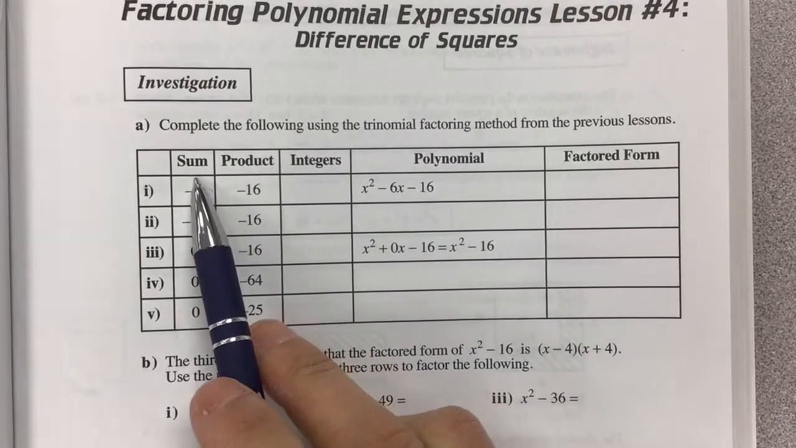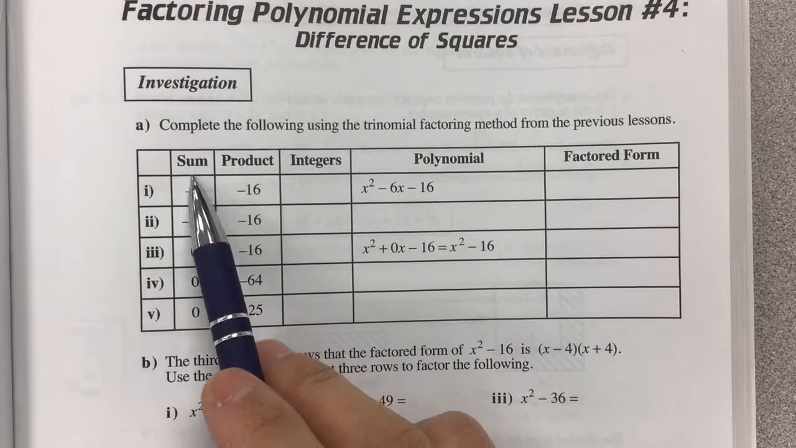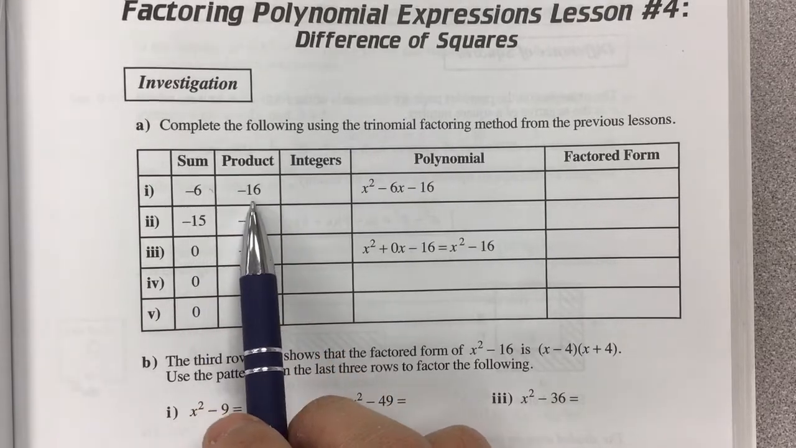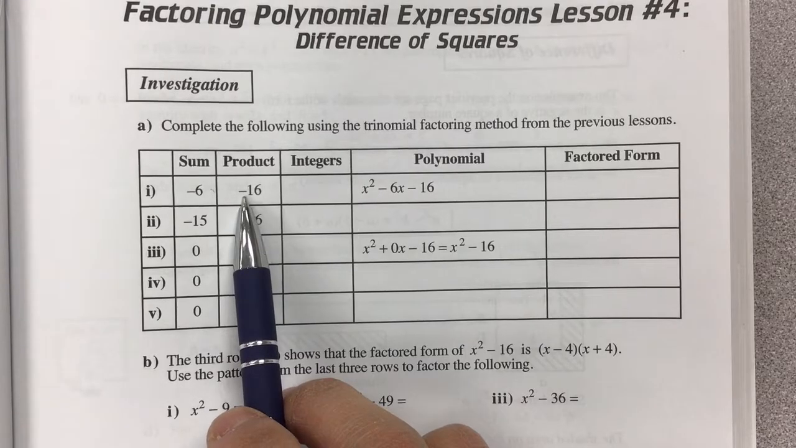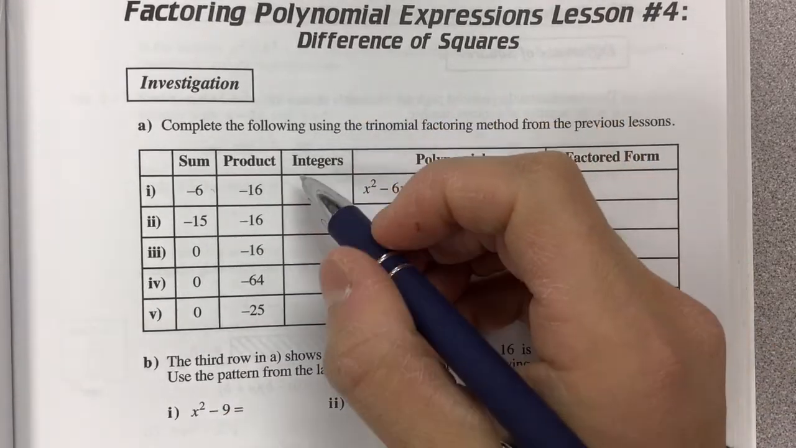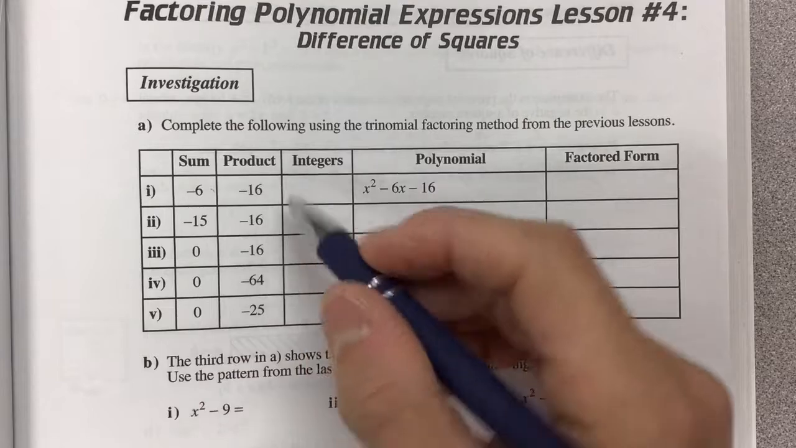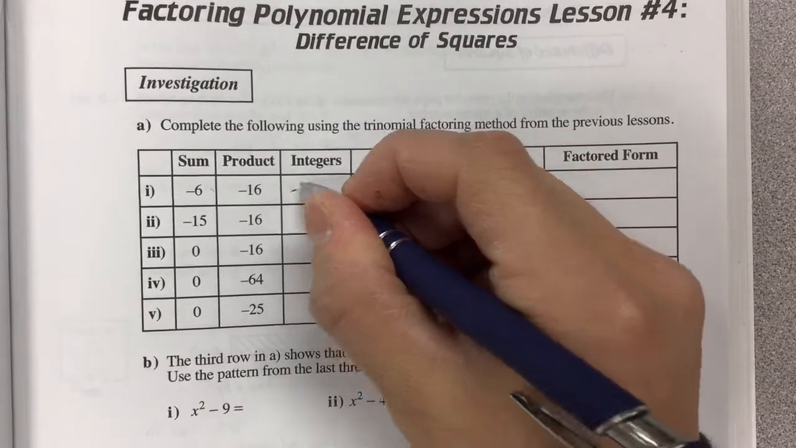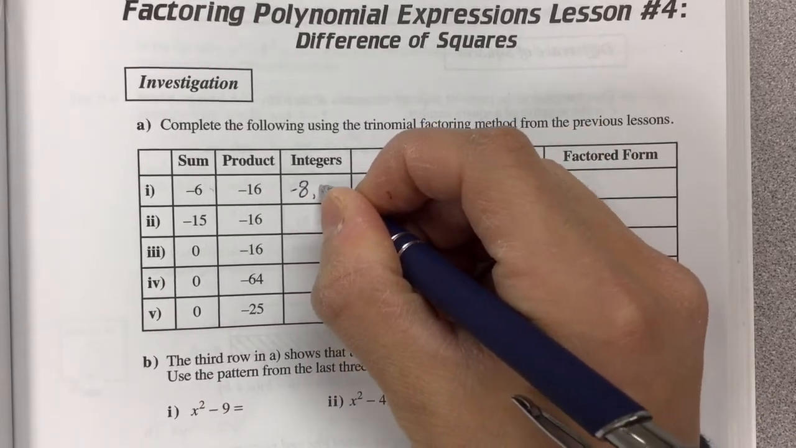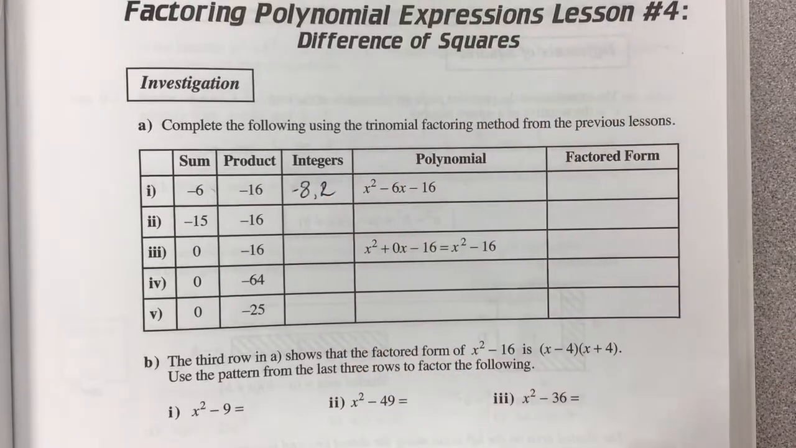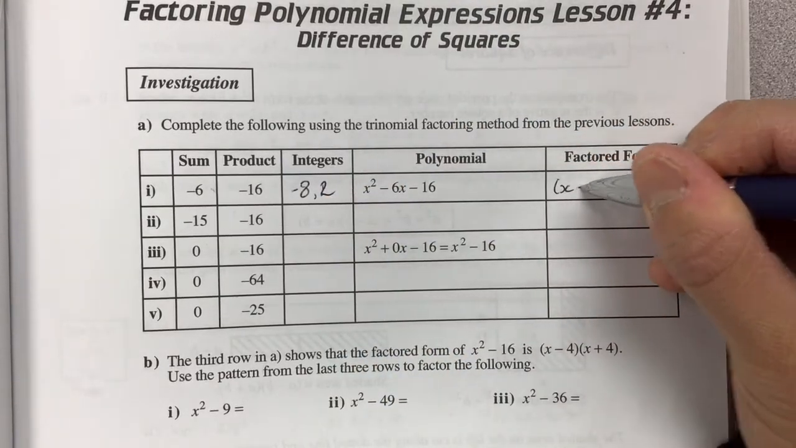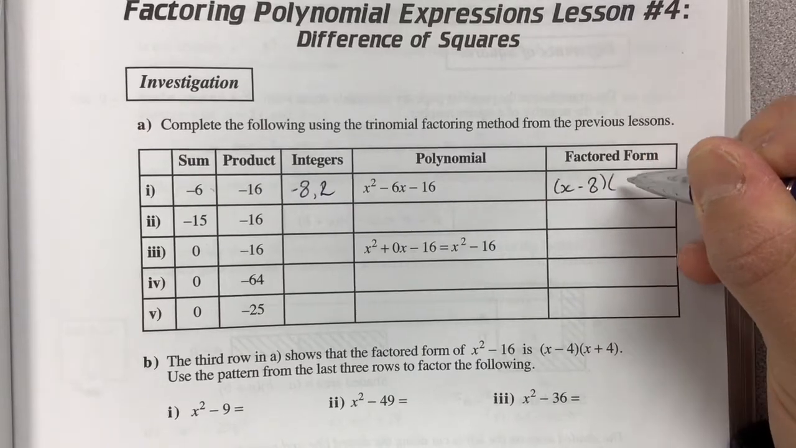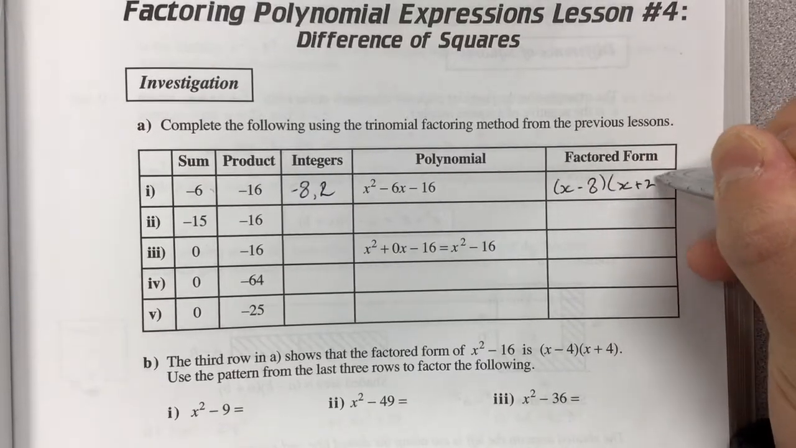So if I have two integers that have a sum of negative 6 and a product of negative 16, those integers are probably going to be negative 8 and positive 2. In factored form, this would become x minus 8 and x plus 2.